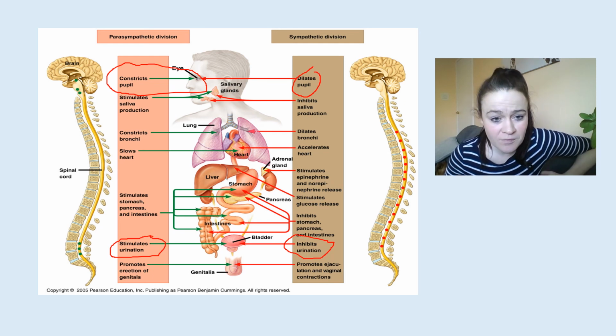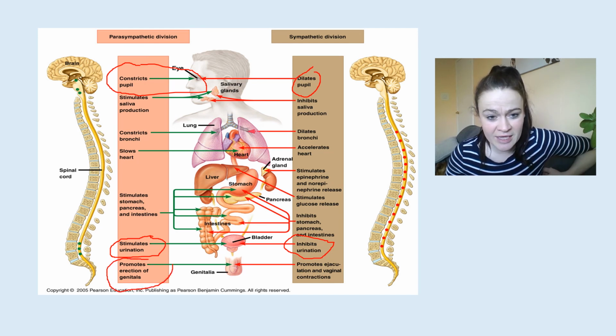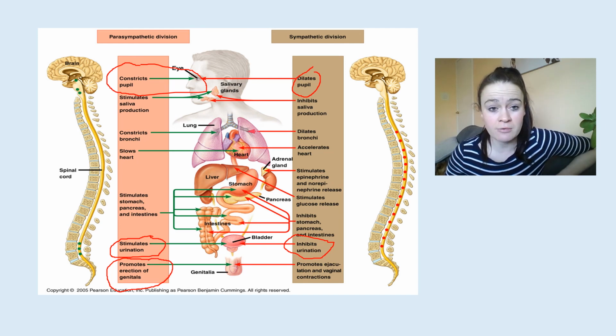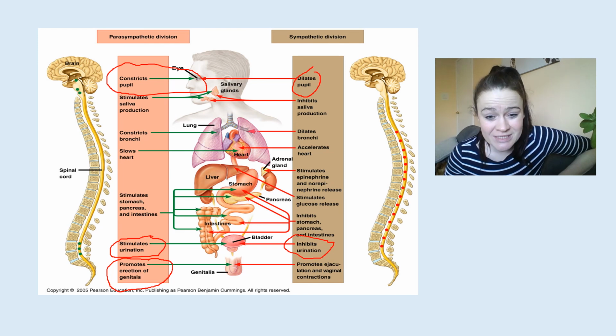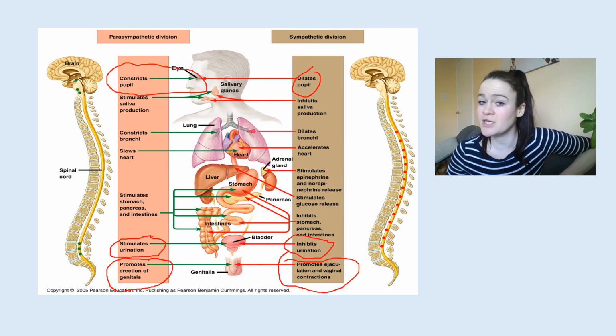Okay. Any other ones that are worth looking at? Not really. There's some interesting ones about reproduction as well. Parasympathetic division promotes basically erections and arousal. However, the sympathetic division promotes the ejaculation and vaginal contractions. So both play really important roles during reproduction.